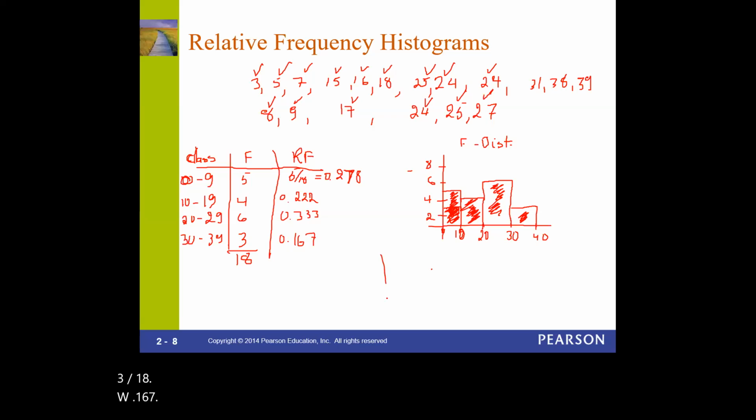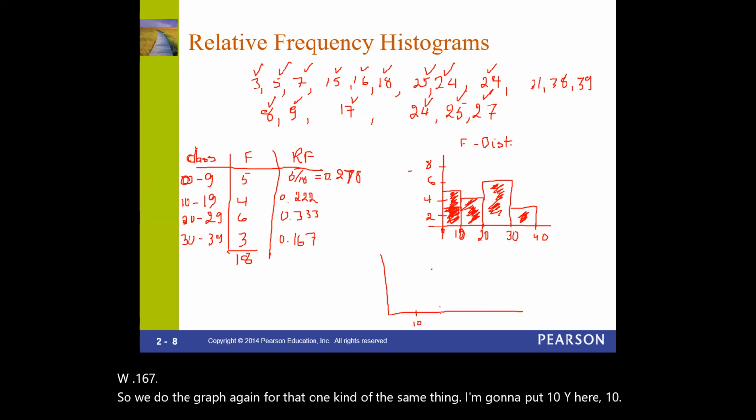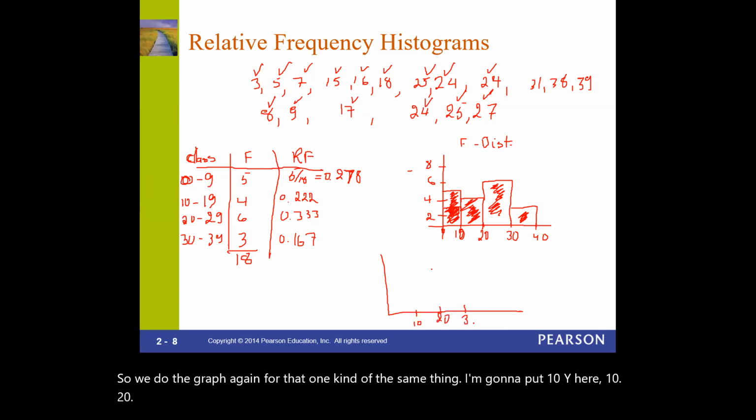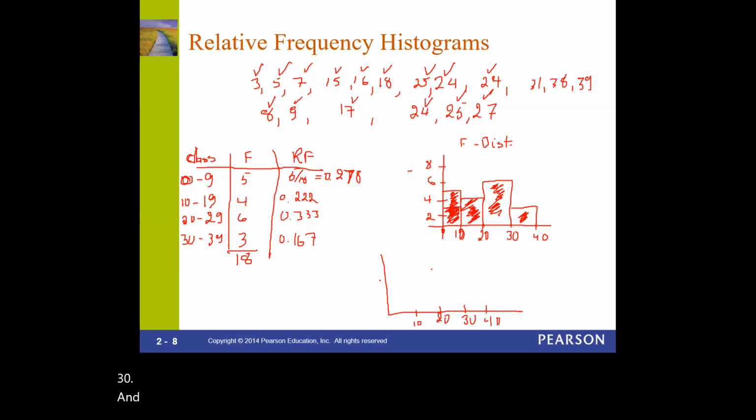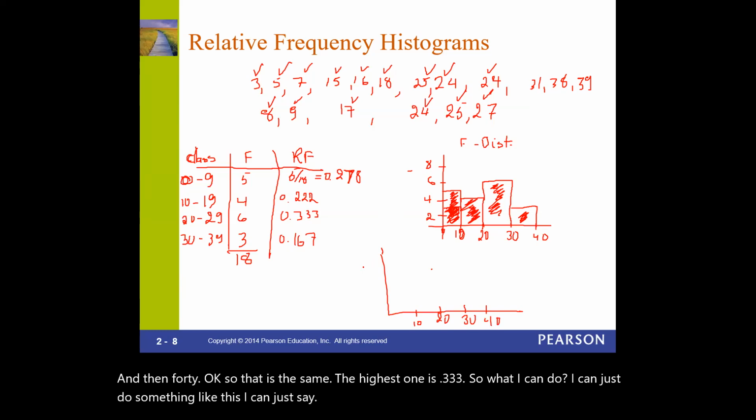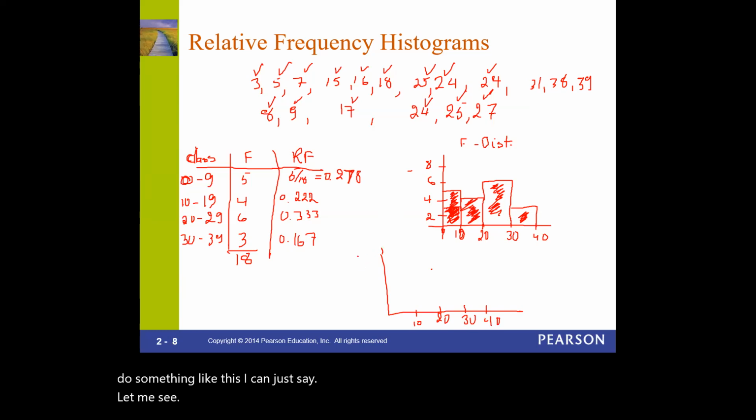So we do the graph again for that one, kind of the same thing. I'm going to put 10 right here, then 20, 30, and then 40. So they are the same. The highest one is 0.333, so I can just do something like this: 0.4, 0.3, 0.2, 0.1, etc., and 0. 0 is very important to put.